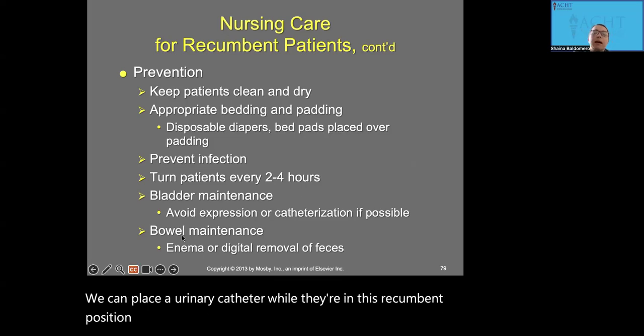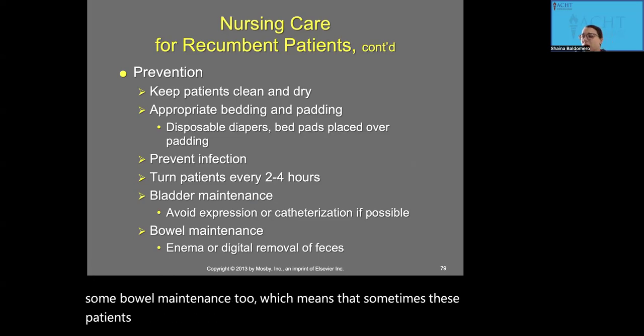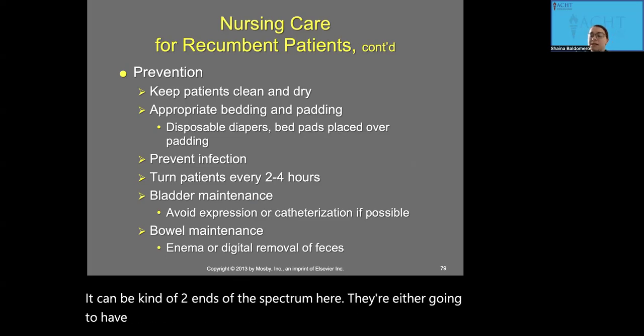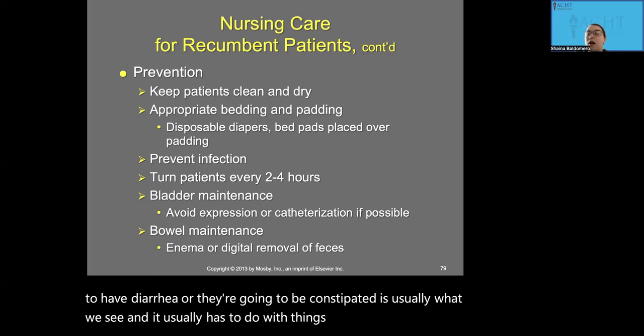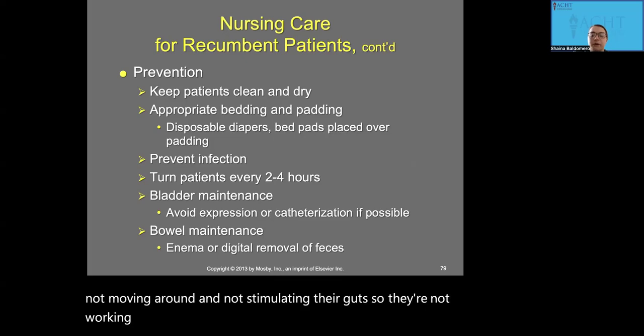For bladder maintenance. We might even have to do some bowel maintenance too, which means that sometimes these patients are more than likely going to have, it can be kind of two ends of the spectrum here. They're either going to have diarrhea or they're going to be constipated is usually what we see. And it usually has to do with things like dehydration and not moving around and not stimulating their guts. So they're not working as well as they should be. So we do have to monitor for that.